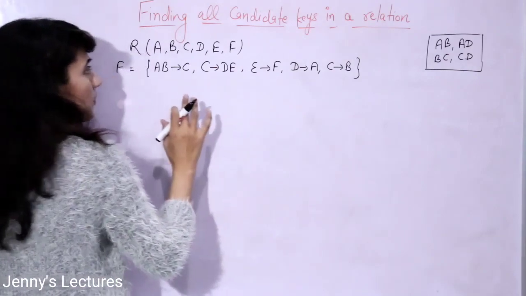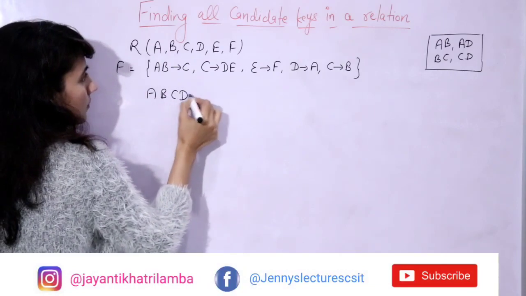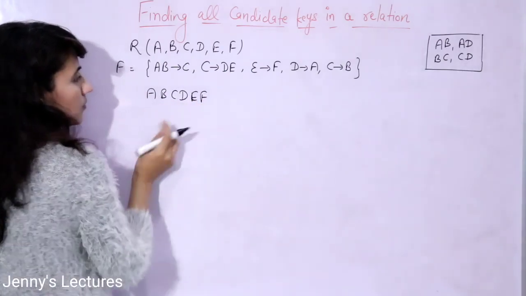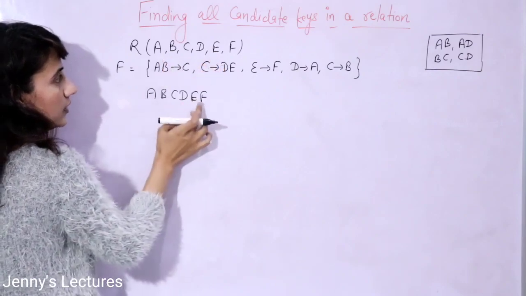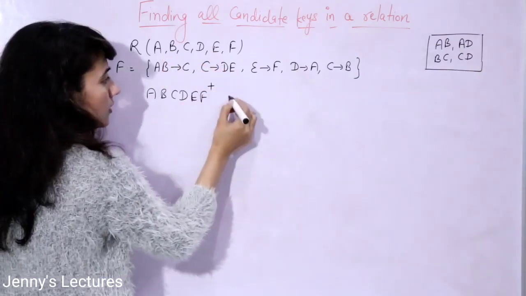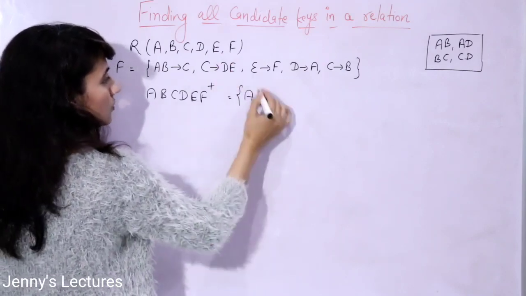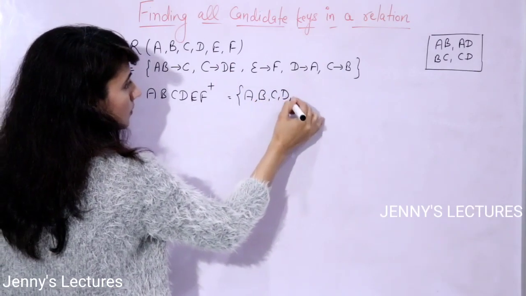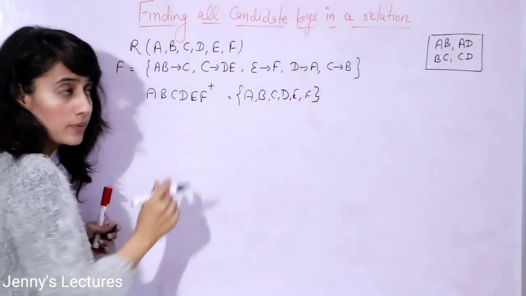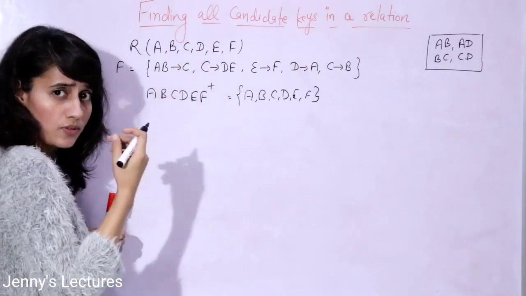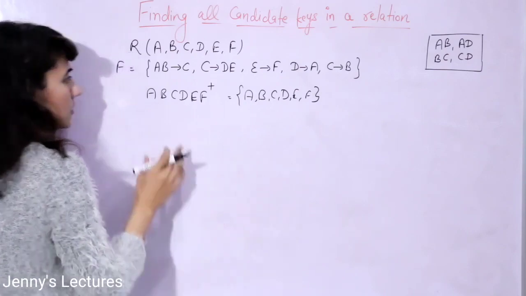Now the very first step is what? Definitely this would be a super key here. If I take the complete set of these attributes A, B, C, D, E, F, and take the closure, then the closure will contain all the attributes of this relation. So definitely it would be a super key, because I am taking all the attributes. That is very simple, or you can say that is common sense.